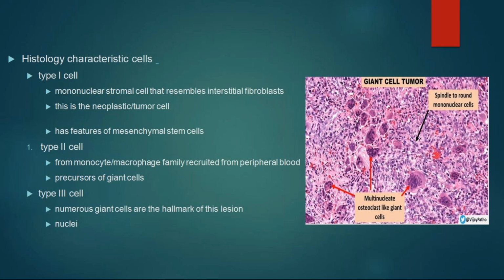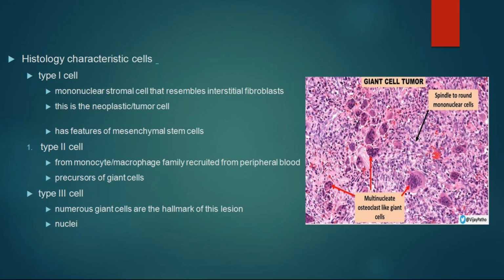And histological characteristics are important in giant cell tumor. There are three types of cells in histology. First type is mononuclear cells. These are most common. As we see here, these are the spindle-shaped mononuclear cells, which are more commonly seen. Because when we see the name giant cell tumor, we think that giant cells are more common, but it's not like that. Giant cells are characteristic of this tumor, but the greater number of cells are mononuclear cells.